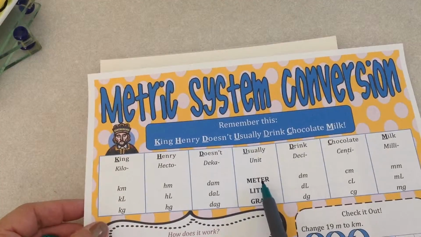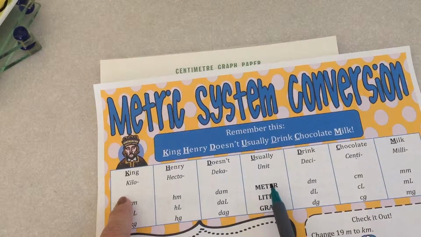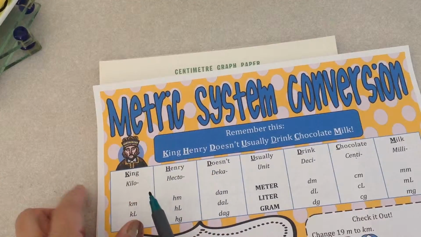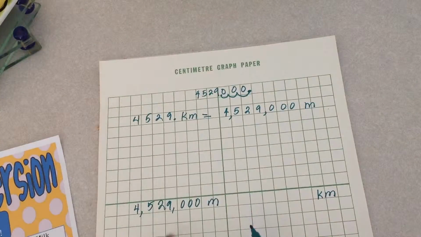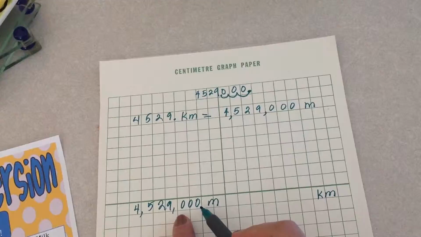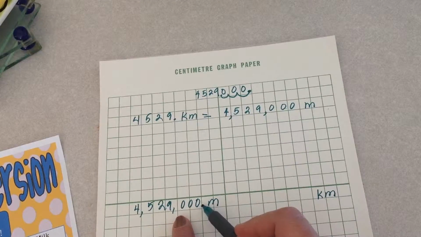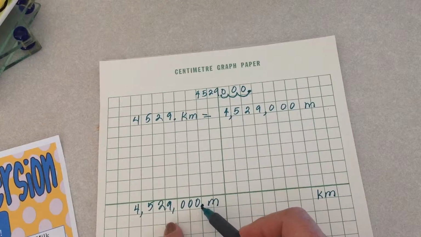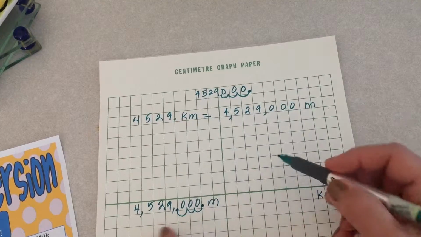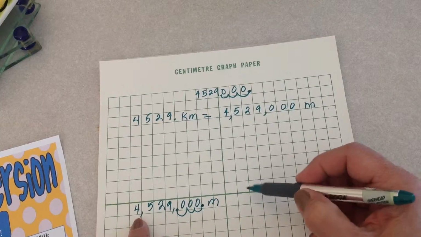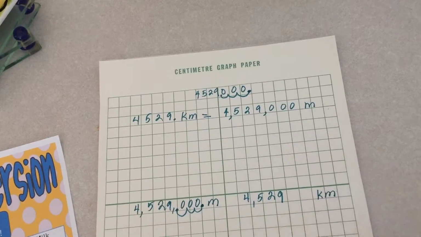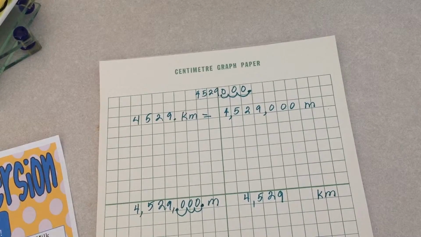So I'm going to go from meters to kilometers, and that means I'm going to jump to the left 1, 2, 3 times. So I would take this number and move the decimal to the left 3 times. If my decimal were at the end, which we can assume it always is, I would move it 1, 2, 3 places, creating a new number, which would now be 4,529 kilometers. All right, I hope you find this useful.